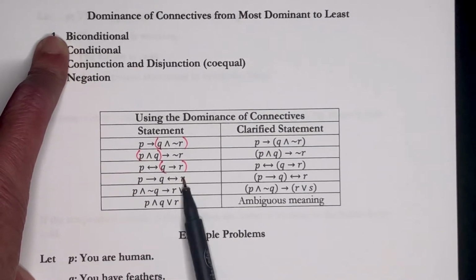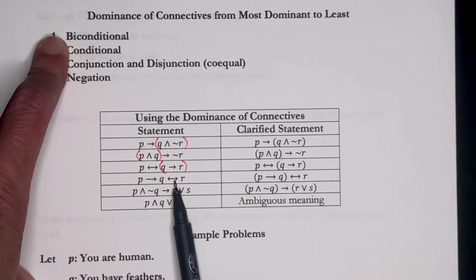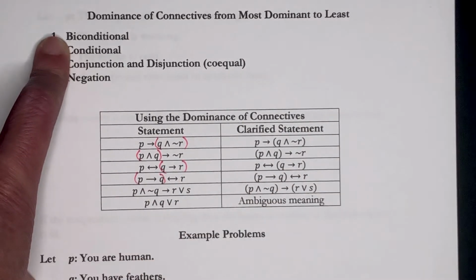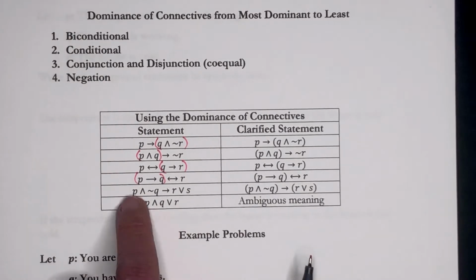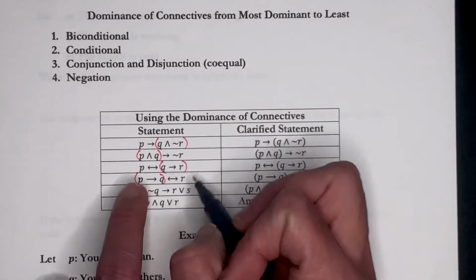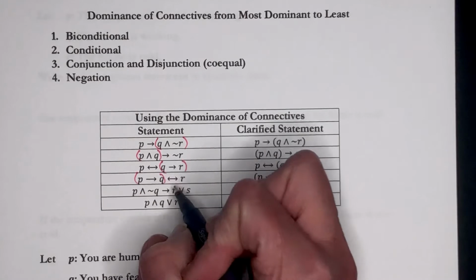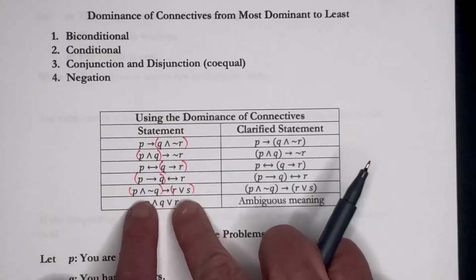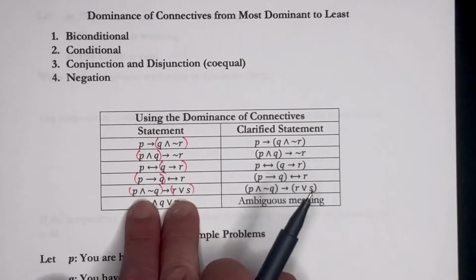Here we have the biconditional here. So I would put parentheses around here. And then here, my most important connective is the conditional. And here I have things on both sides of it, so I'm going to put parentheses around each one. And then I would break this up even further if I needed to.